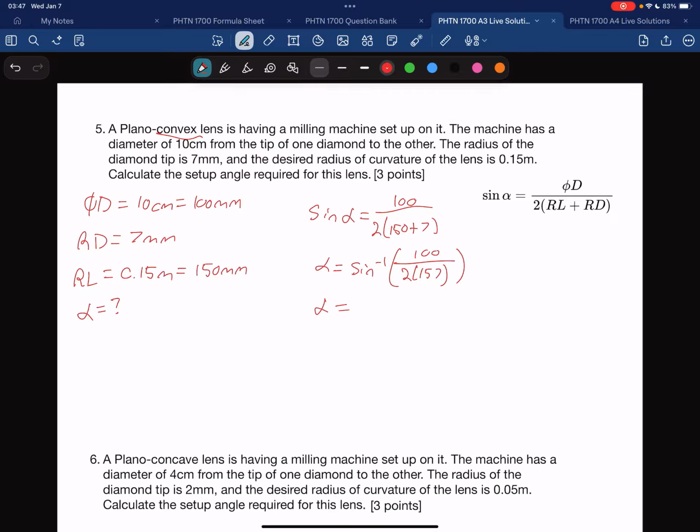Just a little. And punching this in my calculator, I'm getting 18.6 degrees. So that is the setup angle for that question.